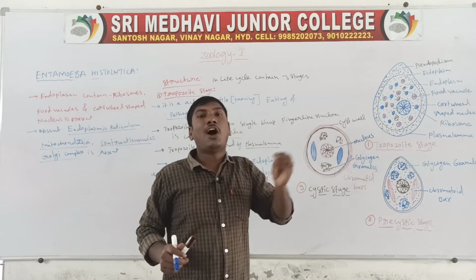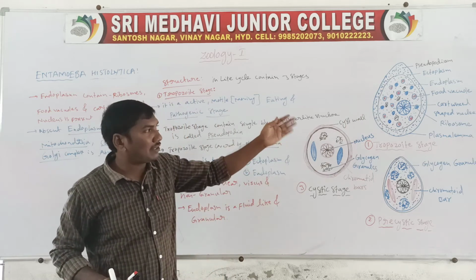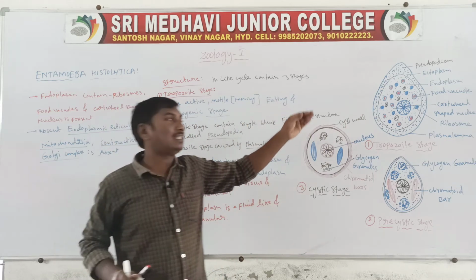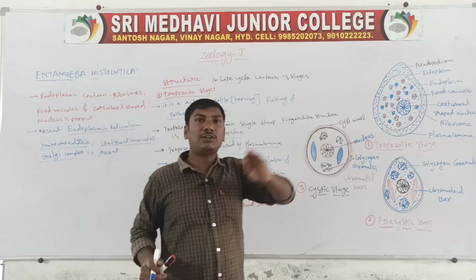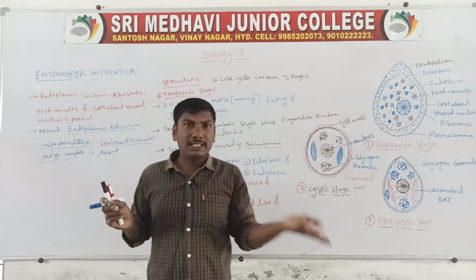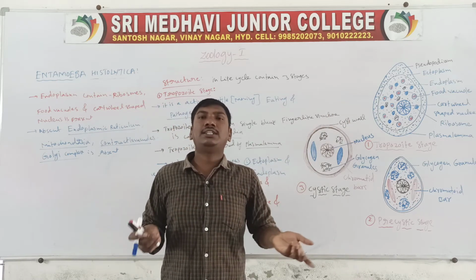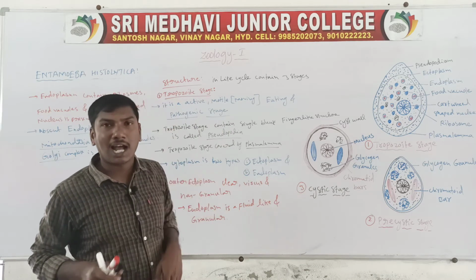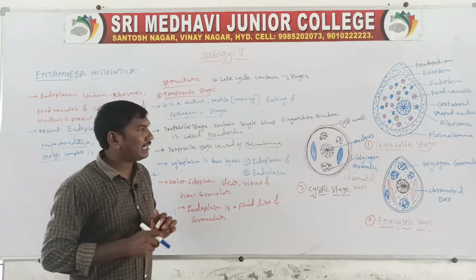So they are obligatory anaerobes. The mitochondria is absent, so there is no respiration process. The trophozoid stage is an obligatory anaerobe.